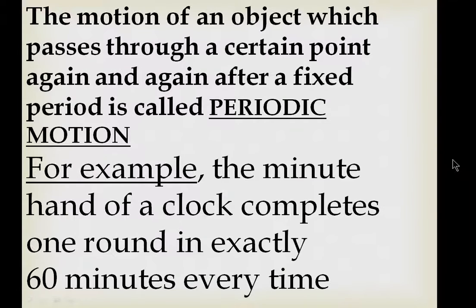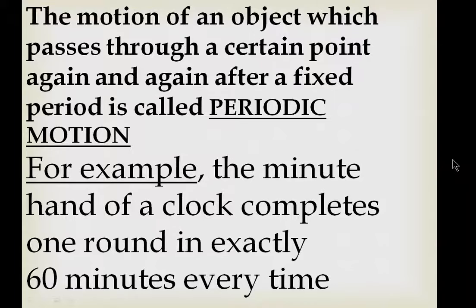Now the next one is the periodic motion. In this motion, an object which passes through a certain point, that is, a particular point, comes again and again after a fixed period. That is known as periodic motion. That means one particular point is there, and in a fixed period it goes on again and again. That is known as periodic.